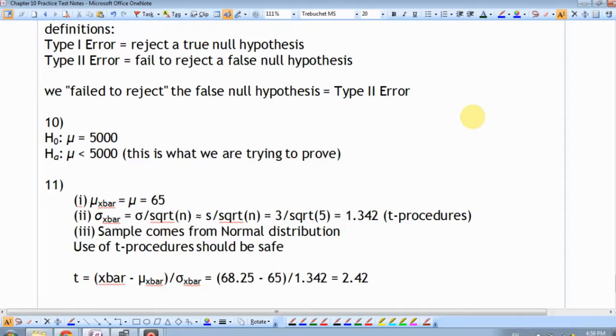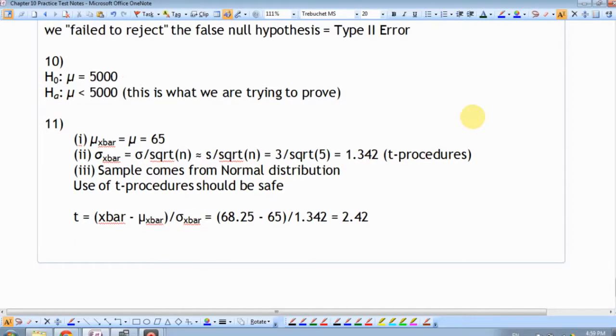If this was a z-score problem, the formula itself is the same. Let's get a p-value. The p-value is equal to the probability that t is less than... greater than. What am I saying? T is greater than 2.42.